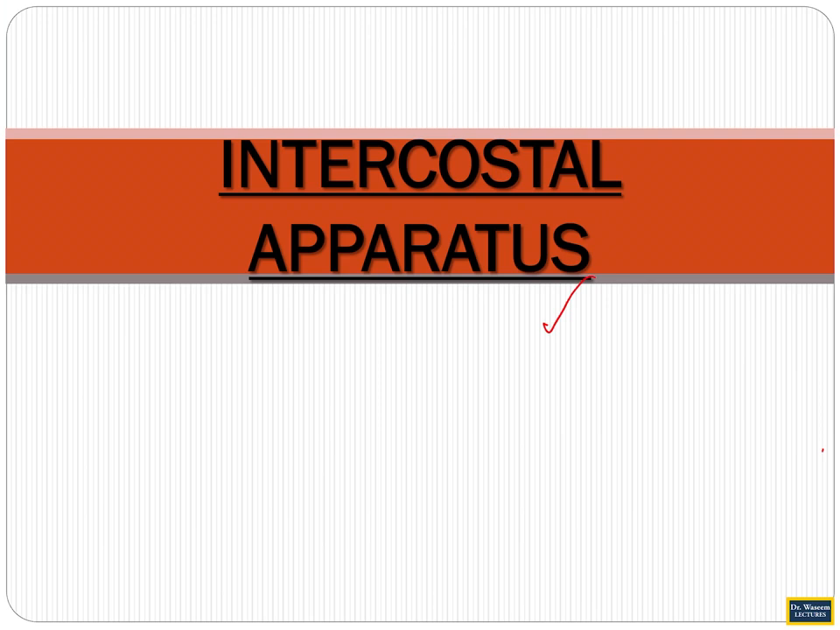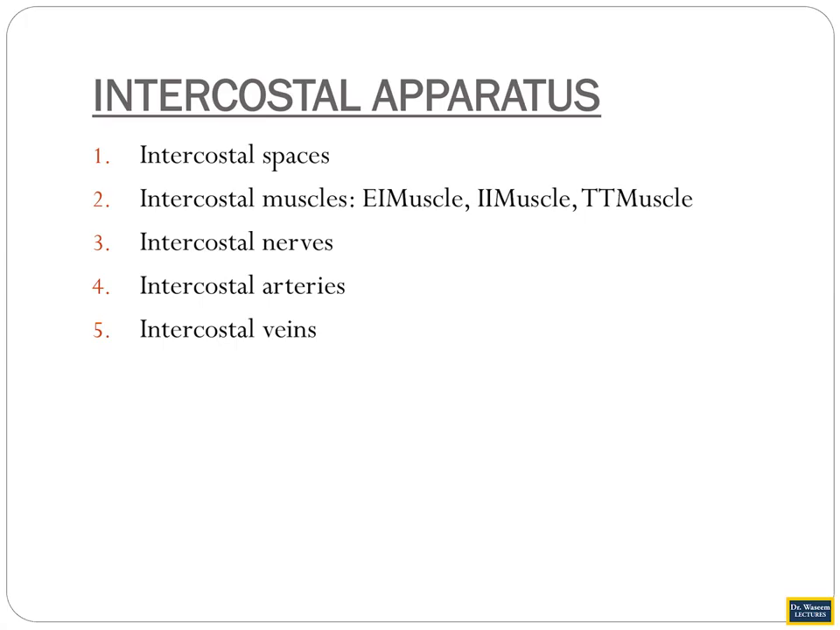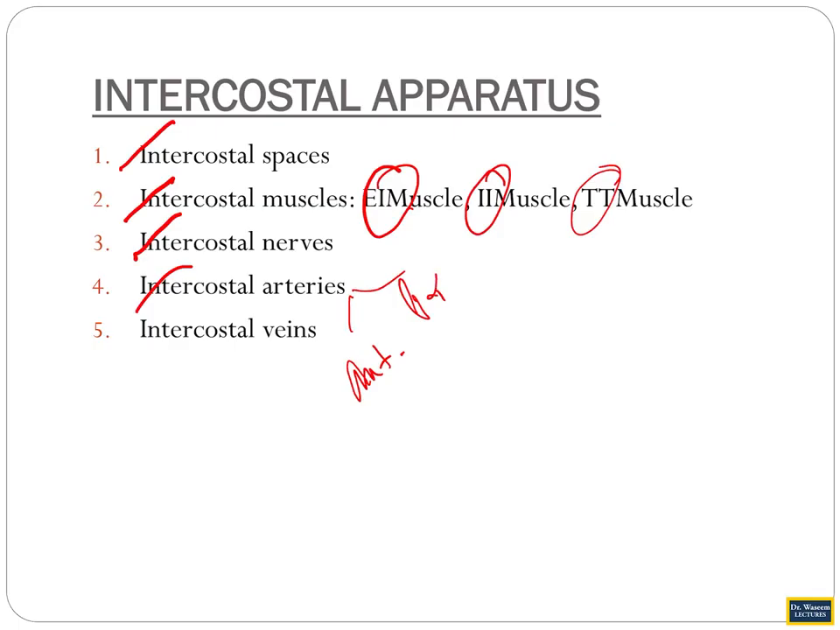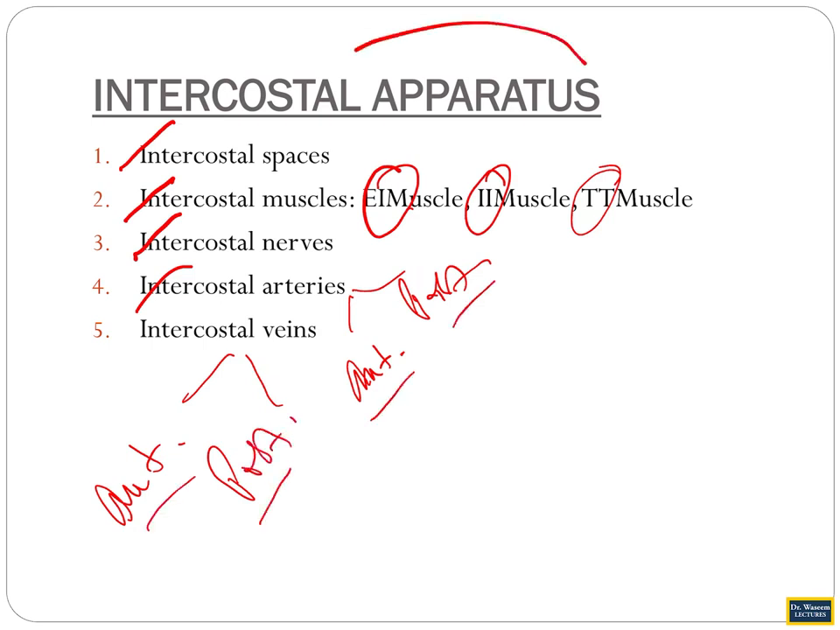So if you are looking at this, as I already told you, it is called the intercostal spaces, intercostal muscles. This is external intercostal, internal intercostal and transverse thoracic muscle. Then intercostal nerves, intercostal arteries, anterior intercostal arteries and posterior intercostal arteries. Veins also, anterior intercostal veins and posterior intercostal veins. So all together, informally you can call it the intercostal apparatus.